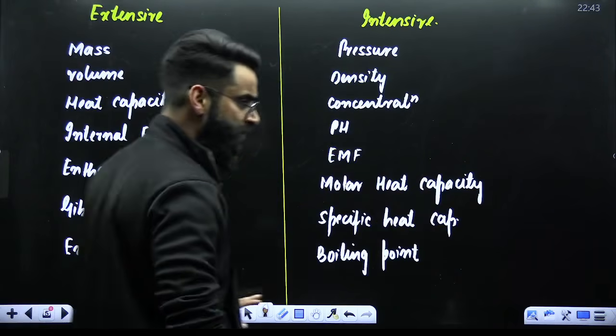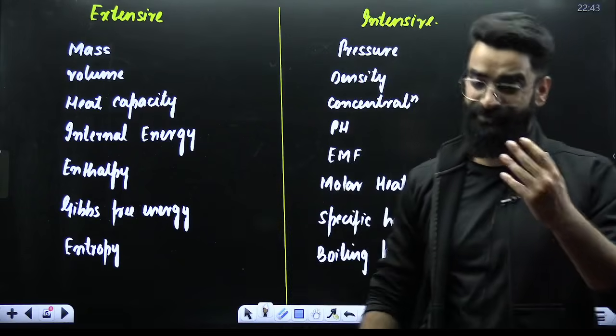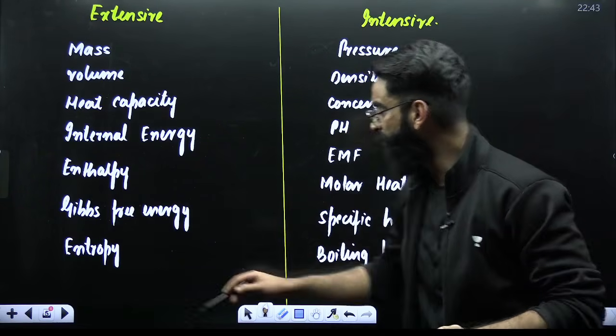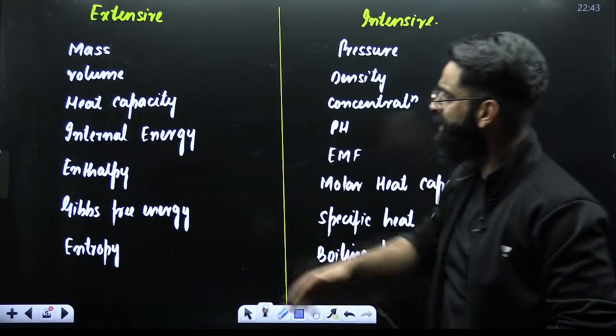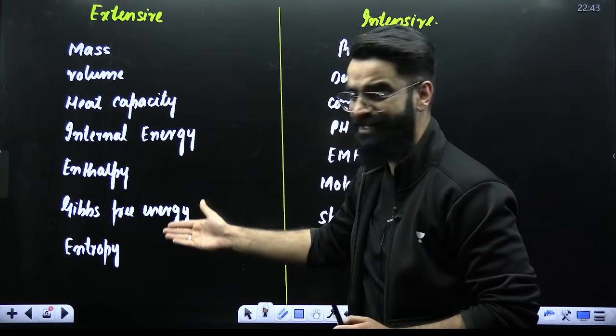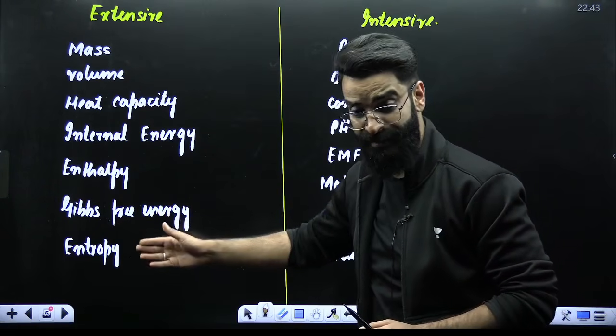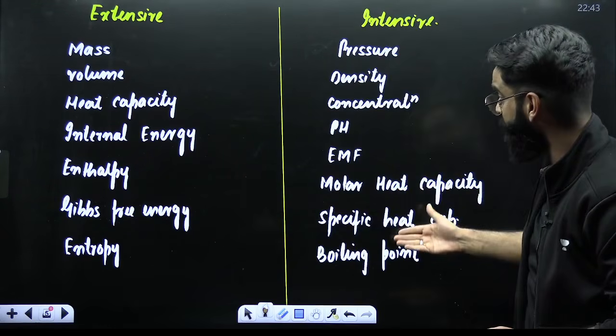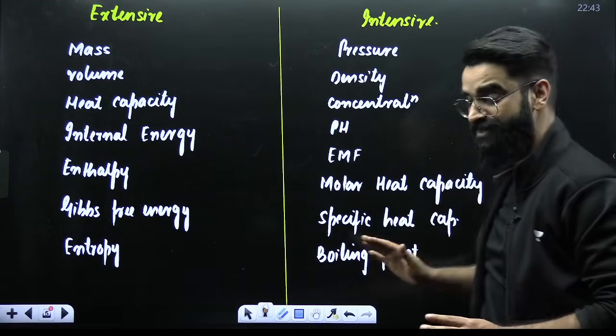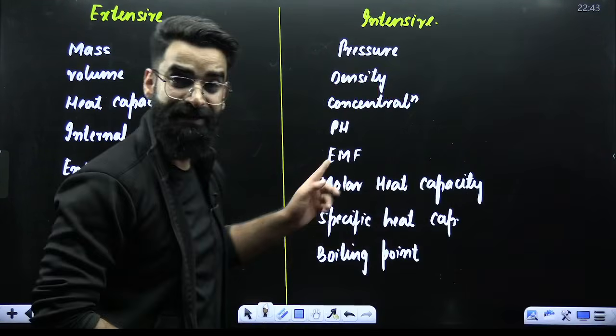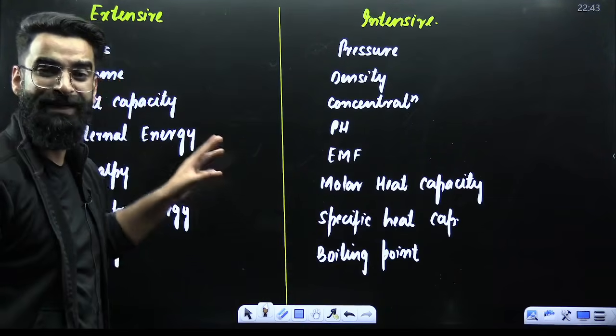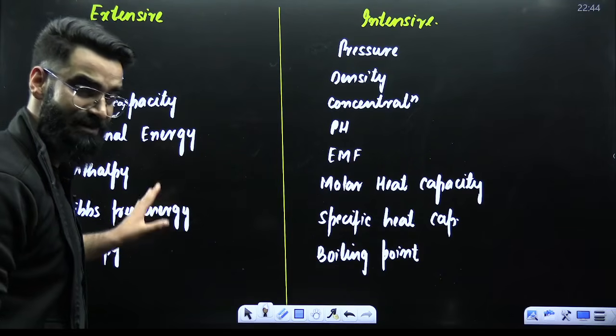Now, one more important question, which is almost every year asked. Examples of extensive properties, examples of intensive properties. My dear students, all these examples are basically the examples of extensive properties. Anything can be asked. And all these are basically the examples of intensive properties. Anything can be asked out of these as well. So remember these extensive and intensive property examples directly because they are asked in your examination.